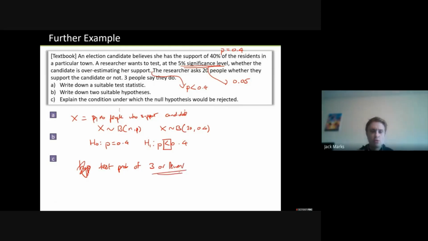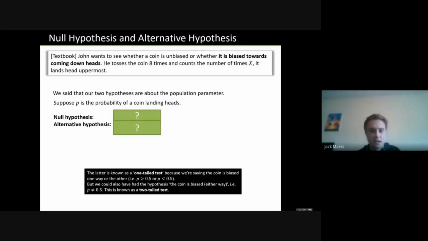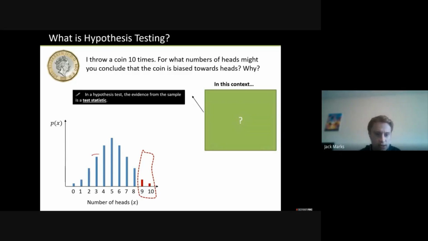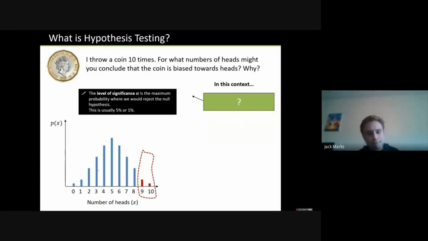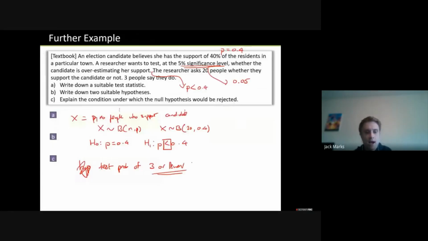Remember, we always group the probabilities together. If we go back here, we're not interested in just 3. We're interested in the lower end together. So I'm going to test the probability of 3 or fewer against the significance level. Okay, that's what I need to do. I need to compare this with the significance level. It's not asking us to calculate this, but we could calculate this.